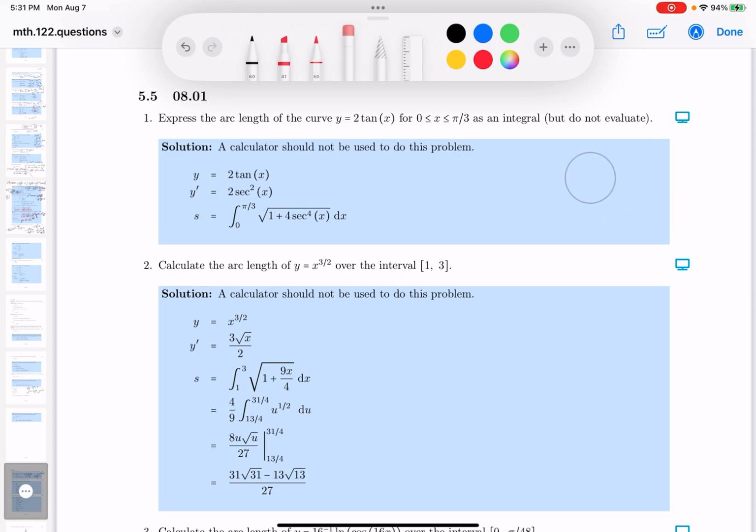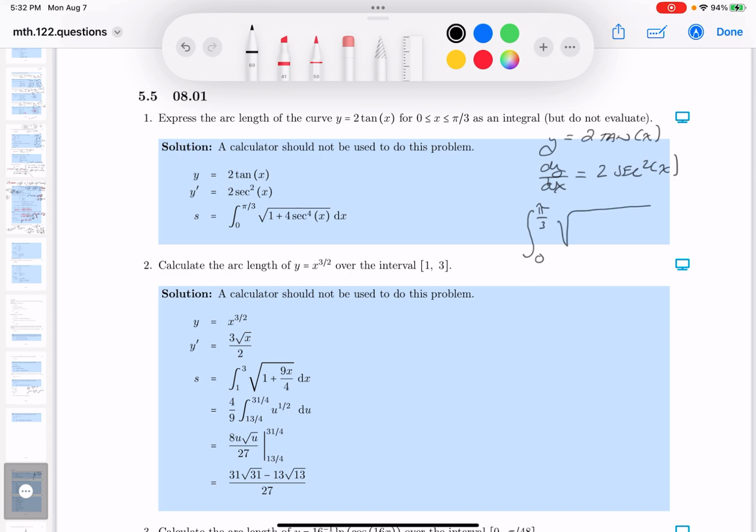All right, let me erase this over here. What am I going to do? Arc length. Right, so let's write this down. y equals 2 times the tangent of x. dy dx equals, that's going to be 2 secant squared of x. Let's write the formula down. We're moving along the x's. My x's, again, are moving from 0 to pi over 3.